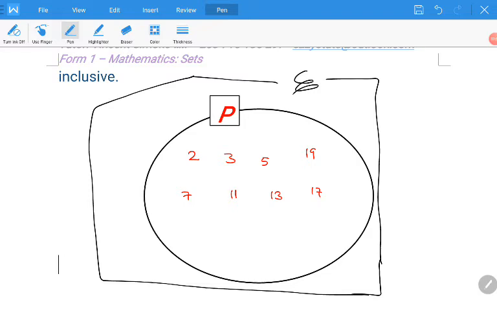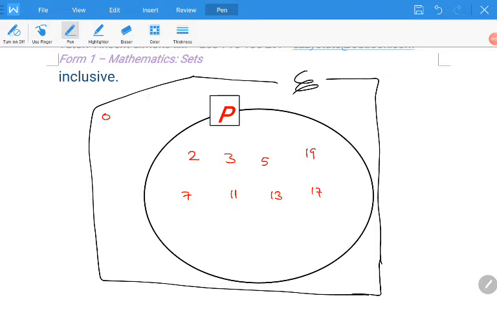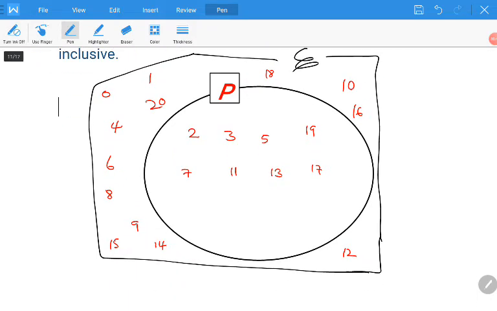So all the other numbers which are not prime numbers fall outside, and these numbers are 0, 1, 4, 6, 8, 9, 10, 12, 14, 15, 16, 18, and 20. So this is the Venn diagram that we want.